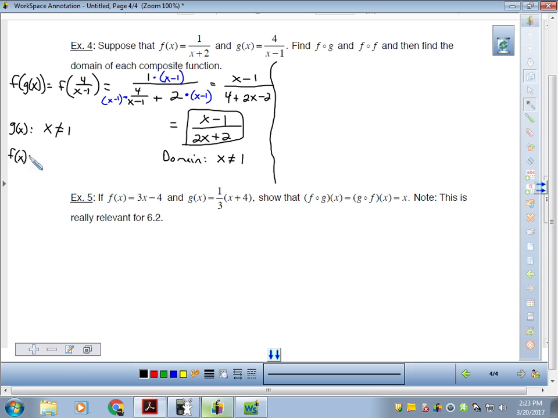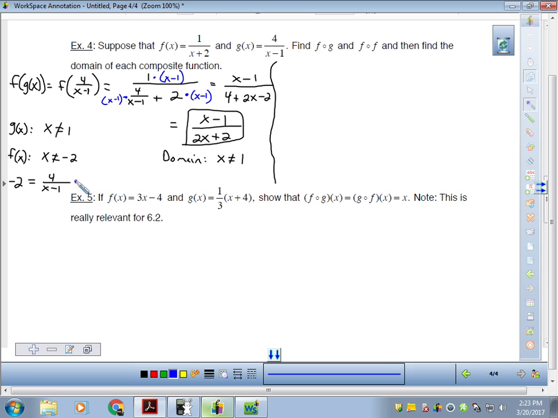Then we want to look at f of x. What can x not be here? Well, x cannot equal negative 2, because that would make this function be 0 on bottom. But again, this is not a restriction on our composite. It's just a restriction on the g. So we take that, set it equal to our g equation. So negative 2 equals 4 over x minus 1. And then we're going to solve that.